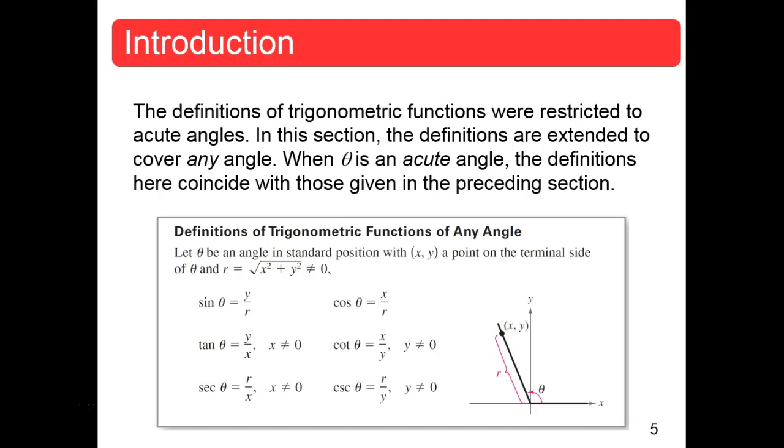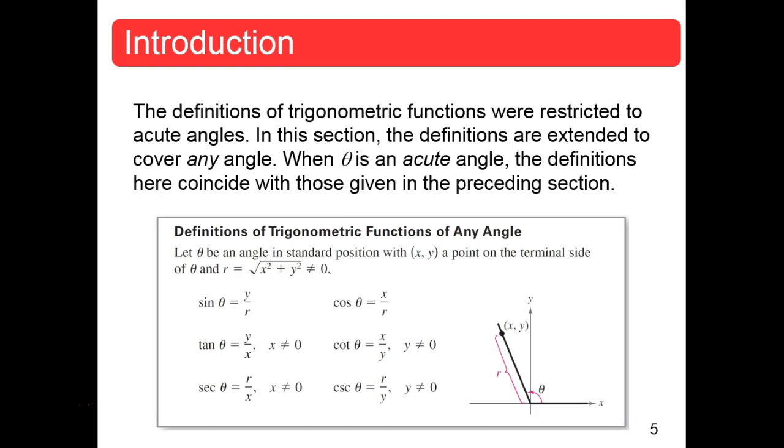Sine, in the unit circle, was y by itself, right? Now it's y over r, because that was y over 1. Cosine was x. Now it's x over r, because x was x over 1 on the unit circle. Tangent was y over x. It's still y over x. Cotangent was x over y. It's still x over y. Secant was 1 over x. Now it's r over x.